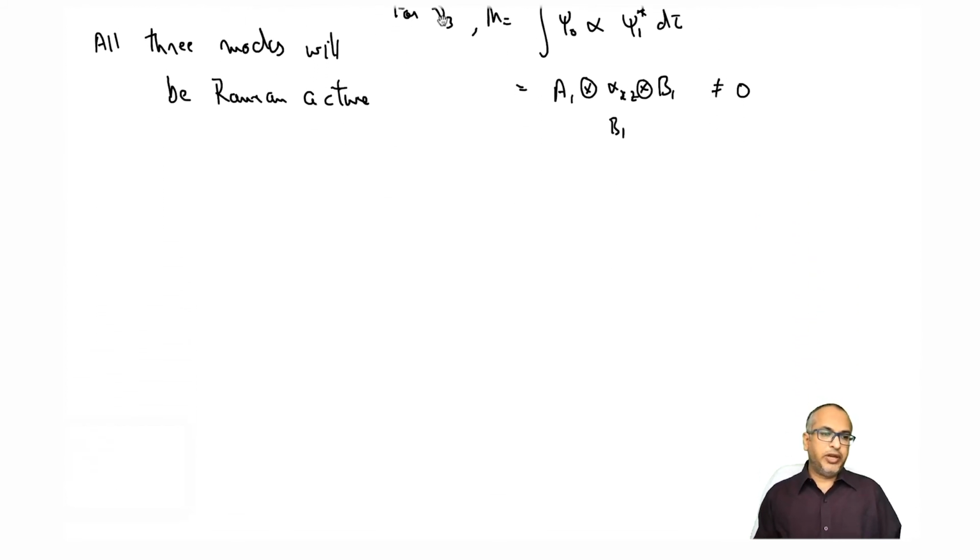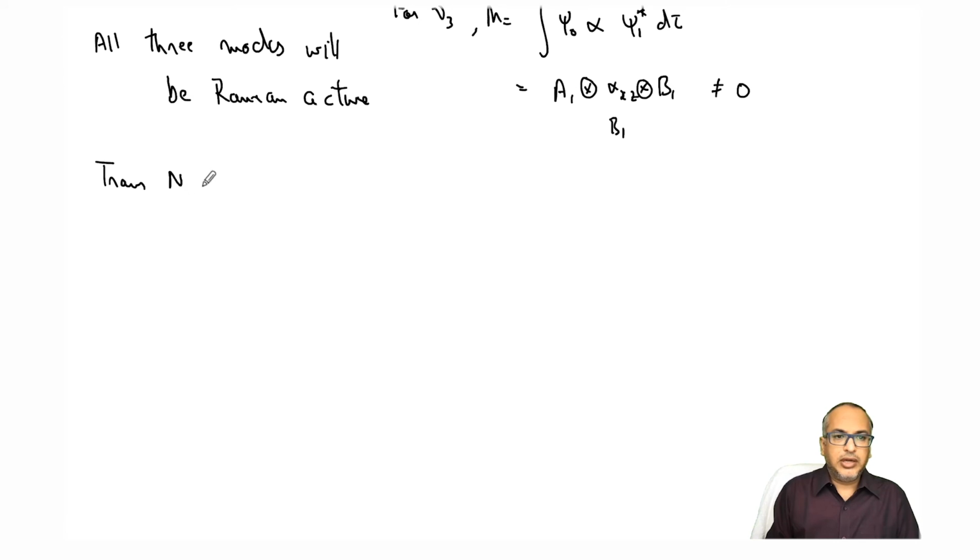So now there is one very important rule. Okay, let's take one more example if we have time. Let us consider trans N2F2, as an example.